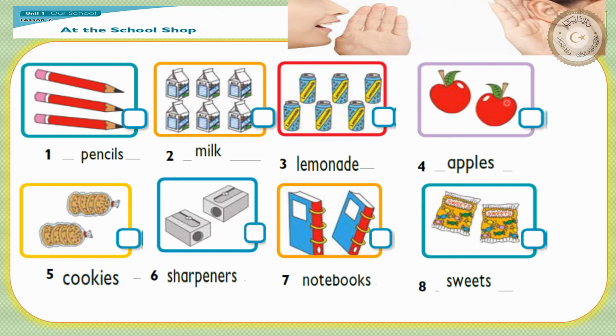Apples, apples. If it's 1, we say apple, but they are 2. There are 2 apples, so we add S here. Now, cookies, cookies. How many? 1, 2, 3, 4, 5, 6, 7, 8. So cookies. Sharpeners, 2 sharpeners. Notebooks, 2 notebooks. Sweets, 2 sweets.